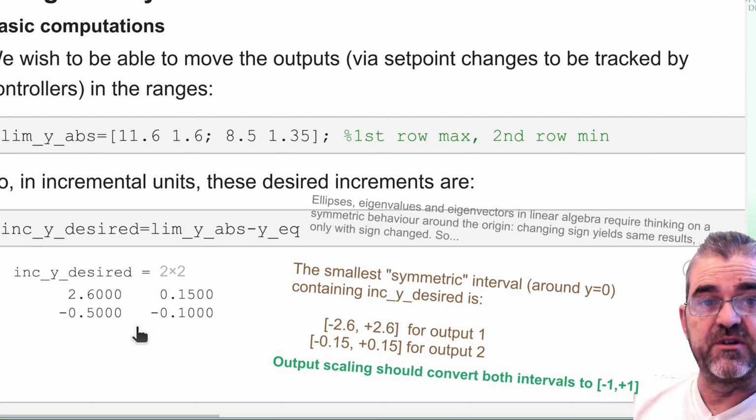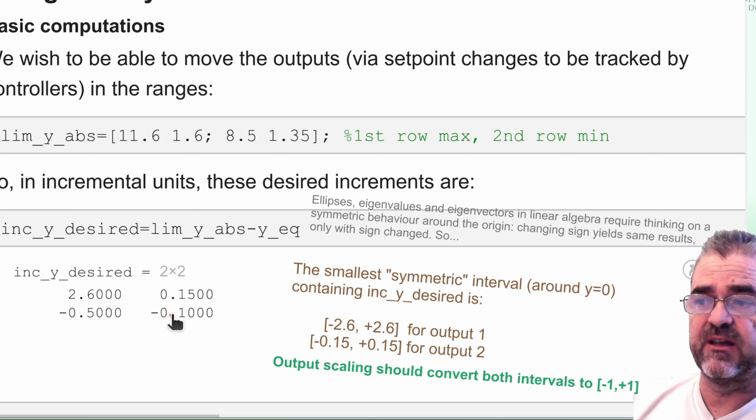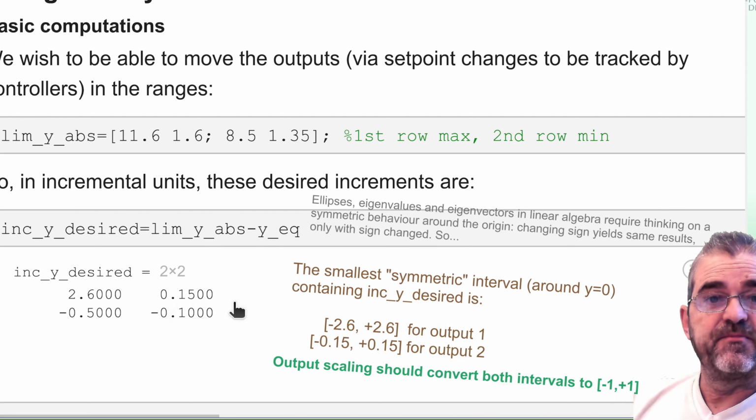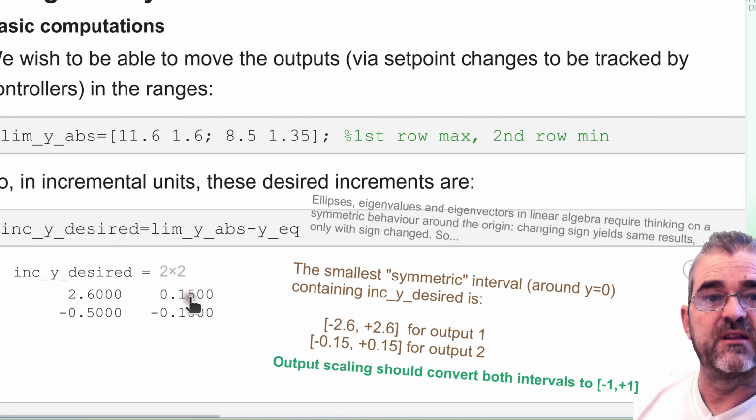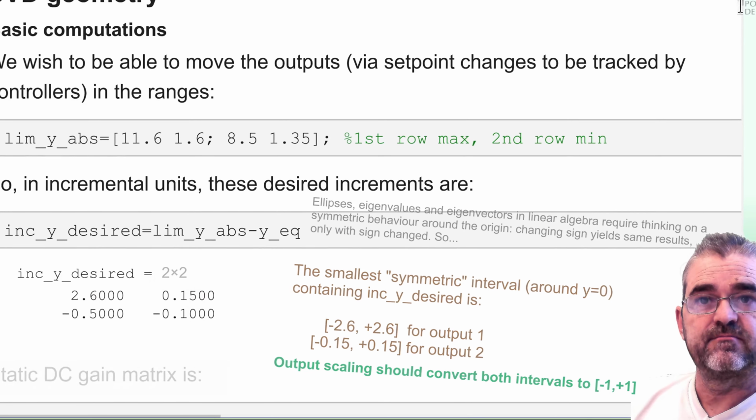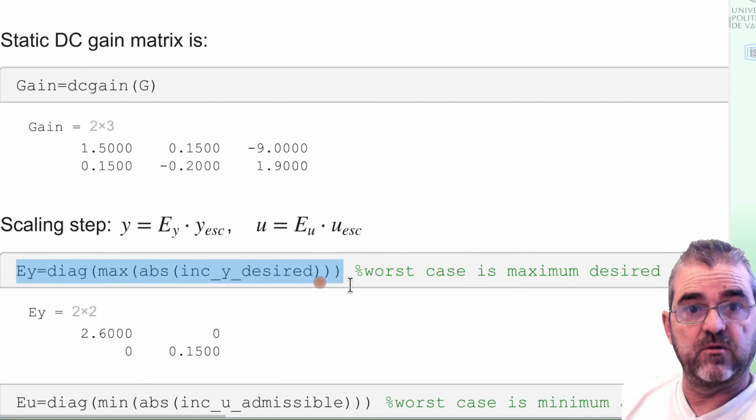So I'll choose 2.6 as my reference point, and I will transform it to being 1. Likewise, in this case, if I wish a symmetric interval around the origin containing both extreme increments, then the interval must be plus minus 0.15. So it is the maximum of the absolute value, the one that must be chosen from these desired increments. And this is the code.